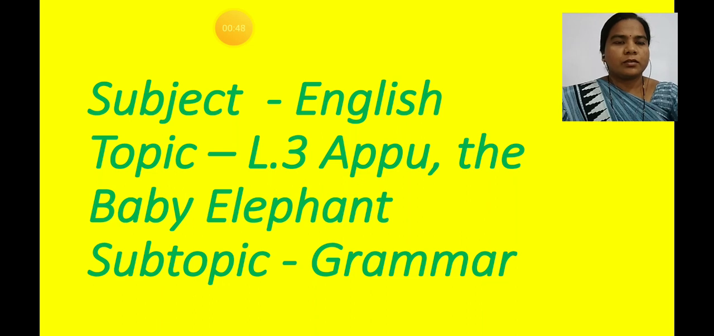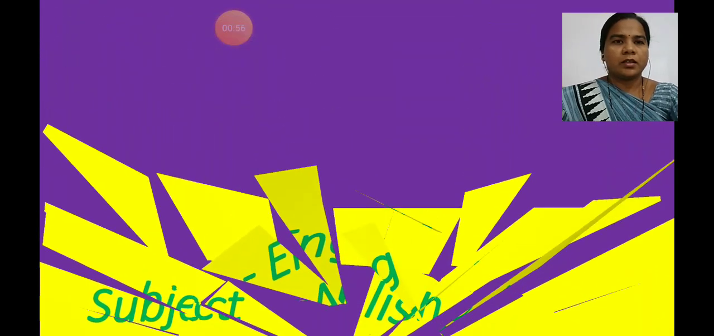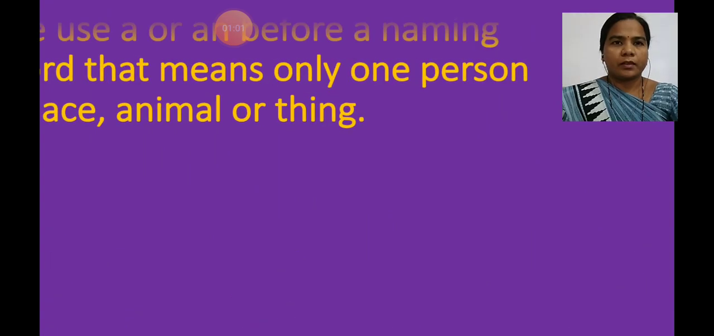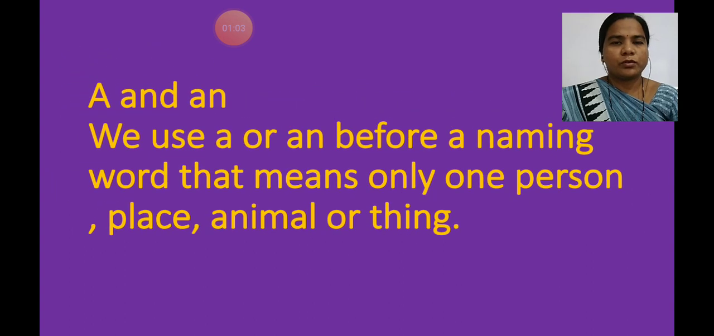So children, I hope you understood that lesson very well. Shall we move forward, children? Yes. So everyone, take out your English textbook. Today we are going to learn the grammar portion, that is A and an. As given in your textbook, first of all, we will read this.